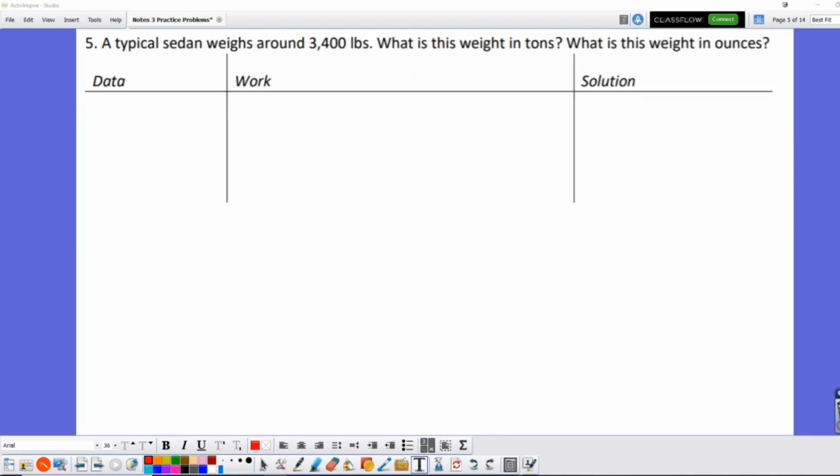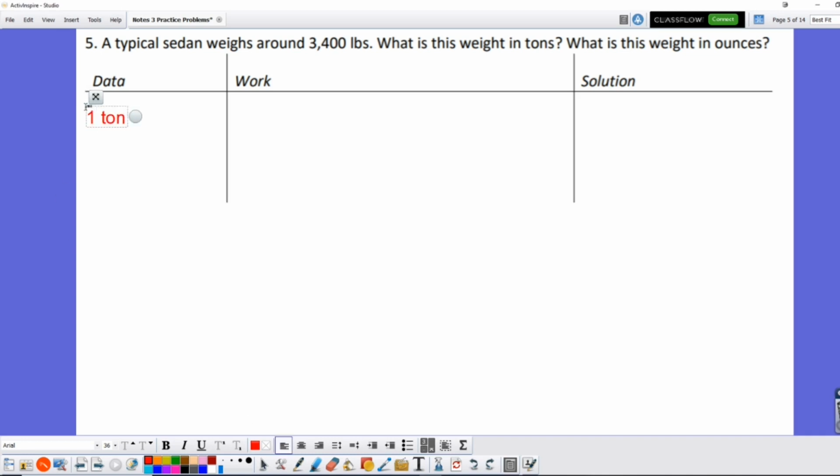Practice problem number 5 says a typical sedan weighs around 3,400 pounds. What is this weight in tons, and what is this weight in ounces? So before we begin, I'm going to give you the conversion factors between those two because they're not necessarily known.